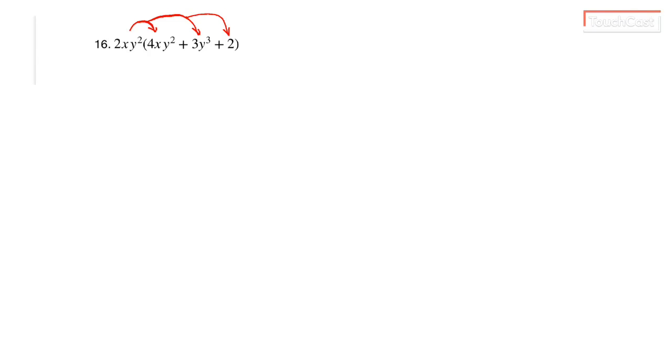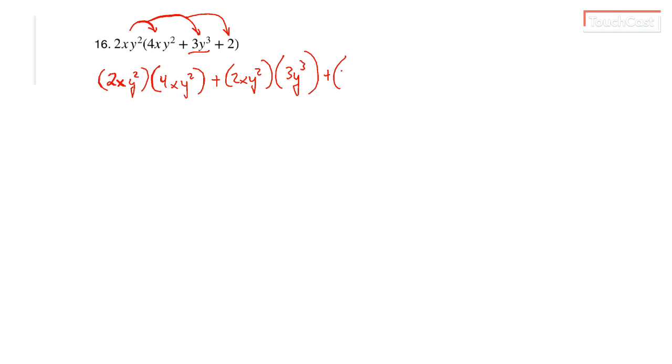So if I write this all out, we end up with 2xy squared times 4xy squared plus 2xy squared times 3y to the third, that's the second term right there, plus 2xy squared times 2, which is the last term. So the 2xy squared is the thing that's in common with all of these. So now it's just a matter of almost treating these as three separate problems.